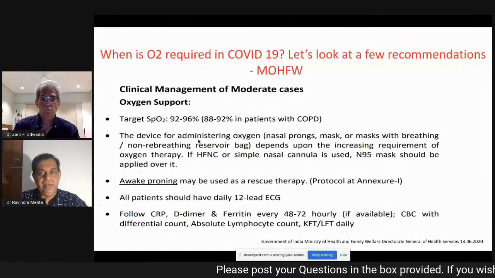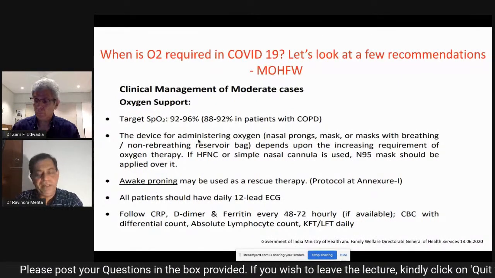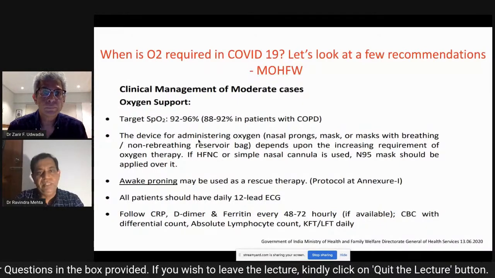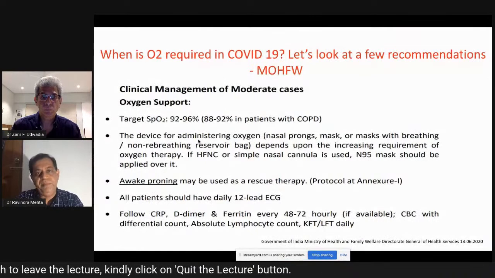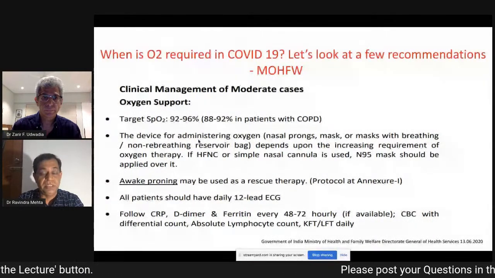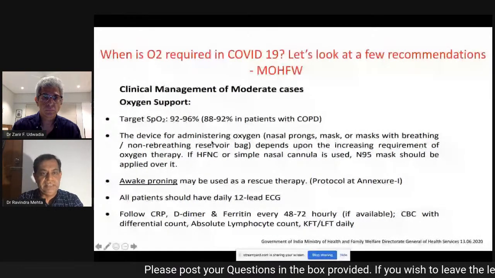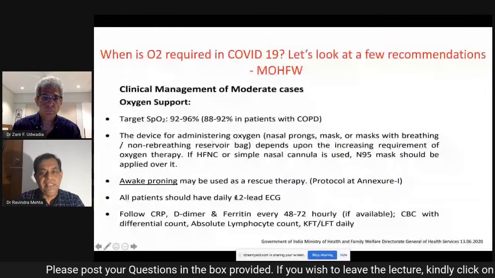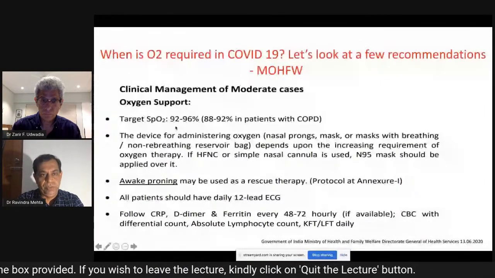So it's not difficult to talk of this particular aspect. When is oxygen required in COVID-19? We have many recommendations. In fact, you get probably inundated with numerous recommendations, some of which are redundant. At the same time, you are compelled to see them because some of them may be regulating your state laws, as Anmita was pointing out. So clearly here people say that when your oxygen starts to fall, and that is variously defined, you need to give oxygen to maintain a target of 92 to 96%.